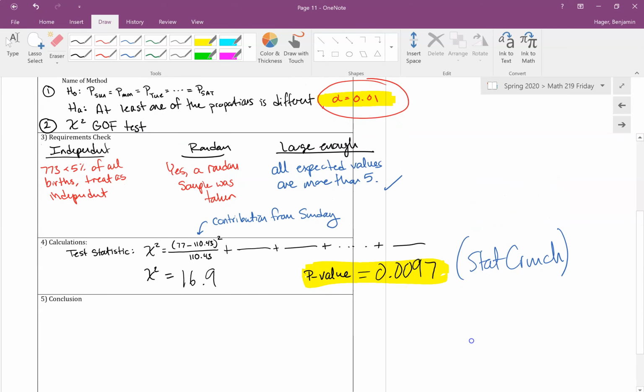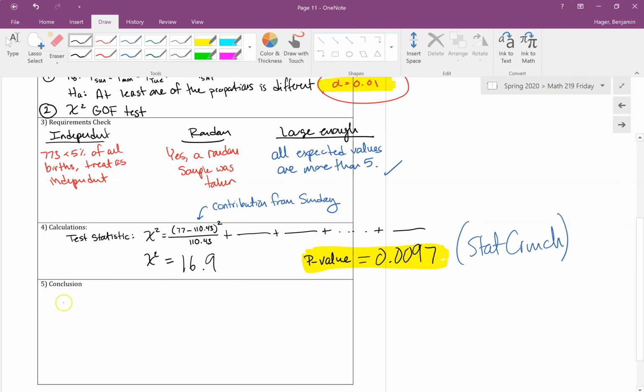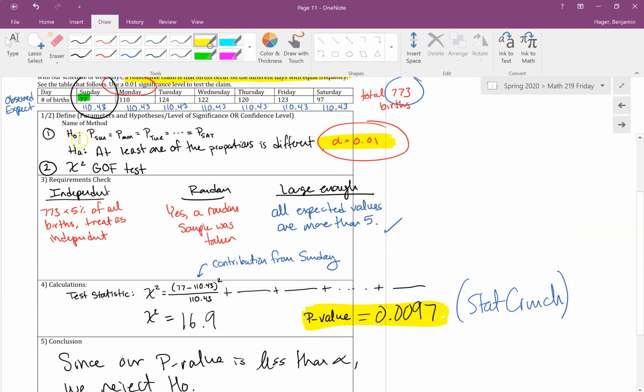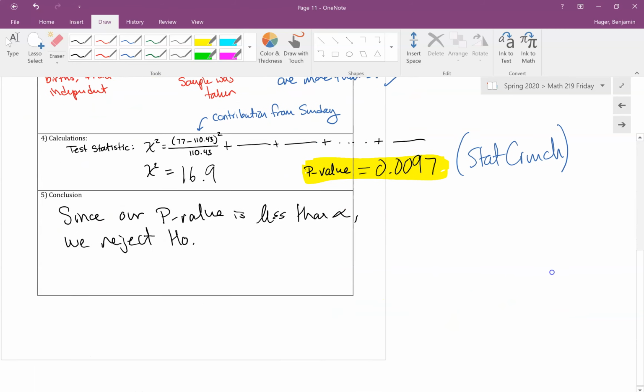The p-value is less than alpha, so we are going to reject the null. Right, so since our p-value is less than alpha, we reject the null. The null assumed that there was an equal distribution of births on each day. It turns out that doesn't seem to be the case. It doesn't seem like it's equal. It seems like at least one of those proportions is different. So one of them is higher or lower than the rest, or more than one, but at least one of them is off. They're not all the same.